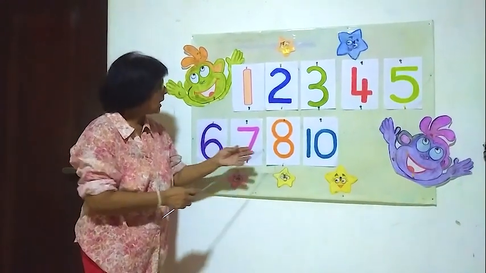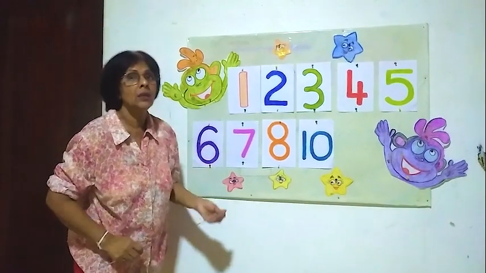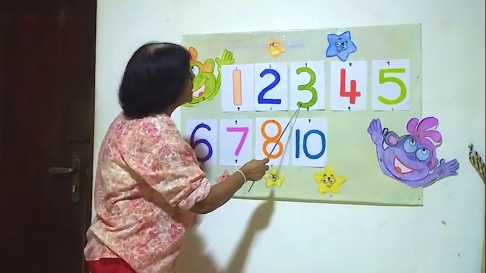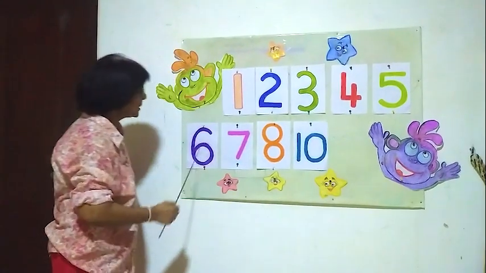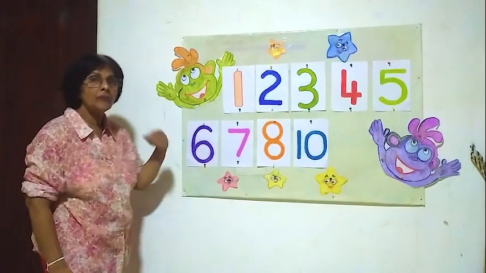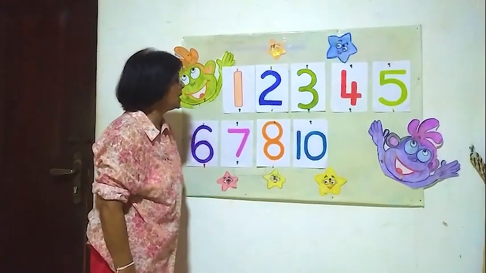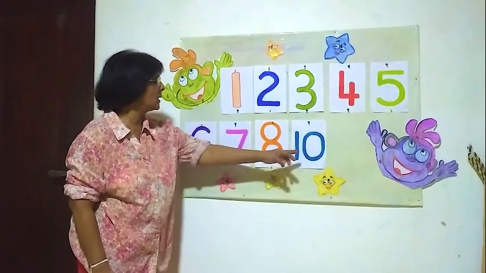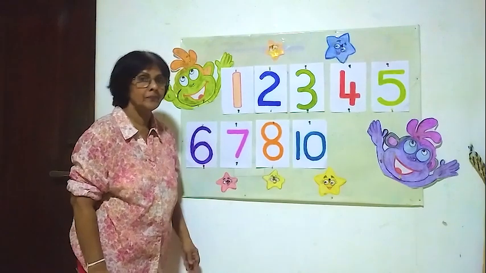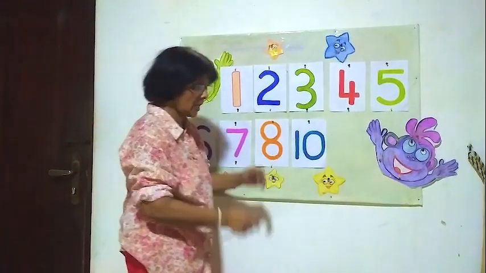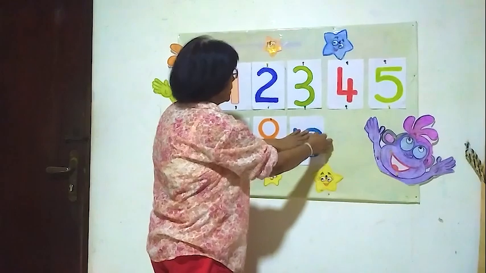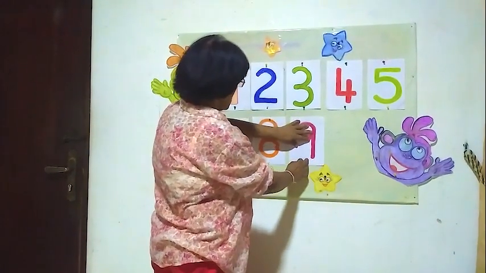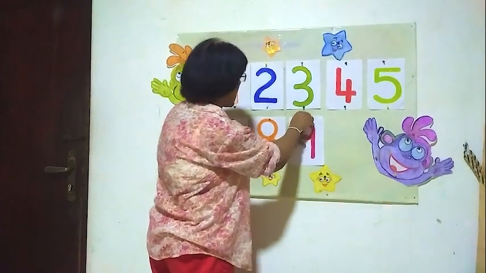What is the number? 8. Is this number 8? Yes, this is number 8. 1, 2, 3, 4, 5, 6, 7, 8. After 8, what is the number after 8? After number 8, number 9. Is this number 9? No, this is 10. We have to take this out and here number 9. This is number 9.